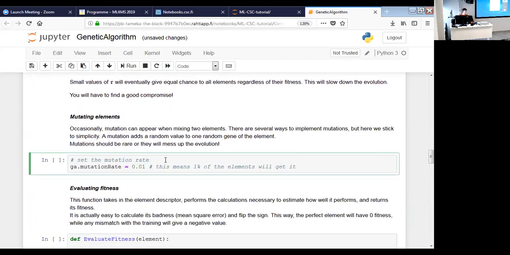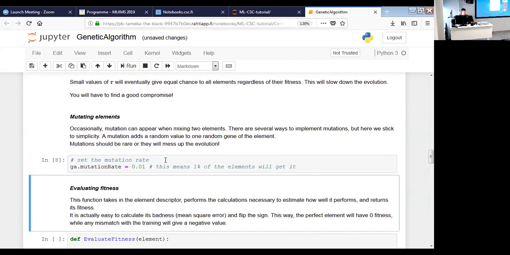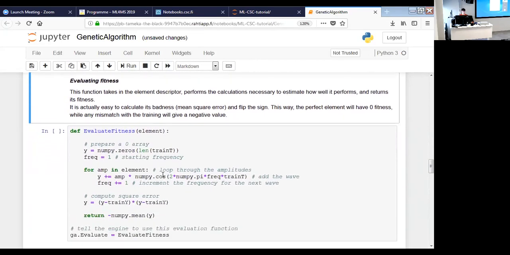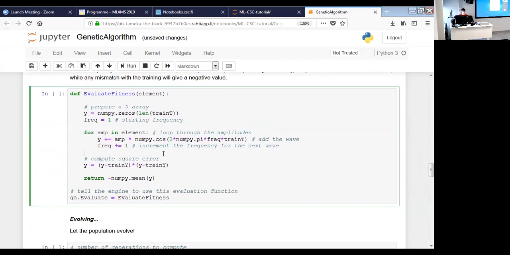Mutation rate, how often elements are completely randomized. And this is the function that evaluates the fitness. This is something you have to supply to the genetic algorithm. You have to tell it how to evaluate how good the elements are. And you see what it's doing is just taking the parameters. Those are amplitudes, A and amp there. It's just summing up the plane waves with the amplitudes taken from the DNA of the elements.